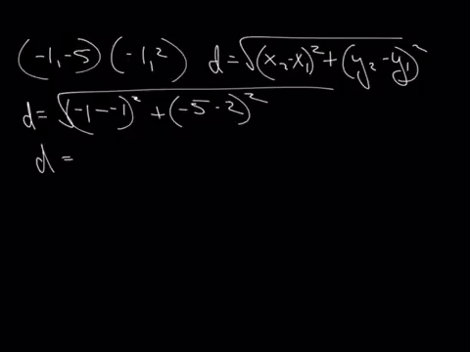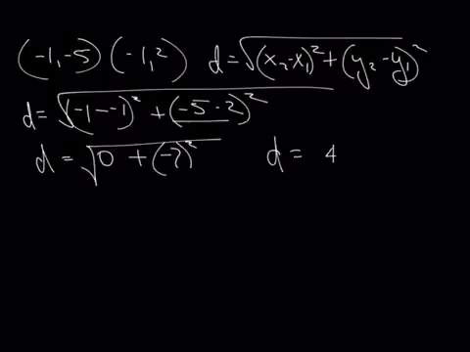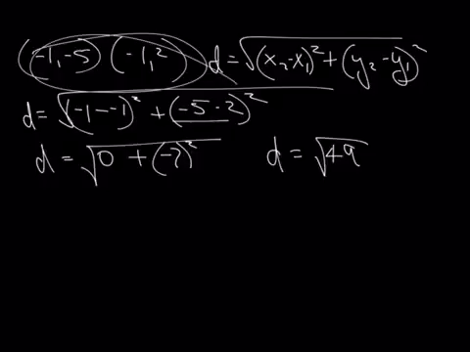So d equals 0 plus, this is negative 7. And we're under a radical, so my d equals a 49 under a radical, so my d equals 7. Alright, so the distance between these 2 points is 7.